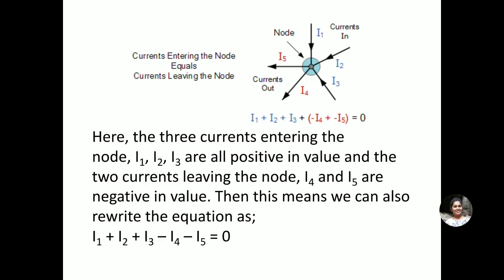Otherwise, the second definition says that the algebraic sum of all the currents at the node should be equal to 0. That is nothing but incoming currents I1, I2, I3, so I write it as I1 plus I2 plus I3, whereas outgoing currents are I4 and I5. Since they are going away from the node, I write them as minus I4 minus I5. All put together, it should be equal to 0. So I1 plus I2 plus I3 minus I4 minus I5 should be equal to 0.